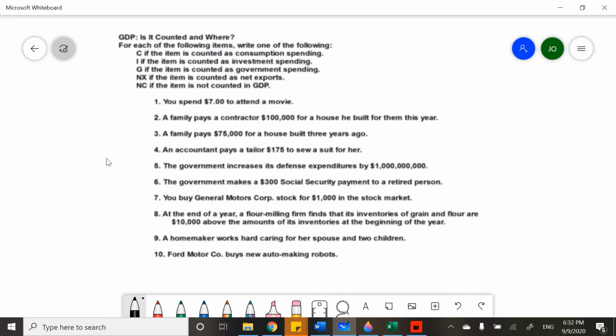To better understand what the expenditure method is all about, let's go through these 10 examples. For each example, you must determine if it's going to be counted for GDP, and if it is, you must classify it. Let's begin. For number 1, you spend $7 to attend a movie. The answer of whether this is counted for GDP or not is yes. This will be counted for GDP. Now we must classify it. This is spending by a household on entertainment. So we would classify it as consumption.